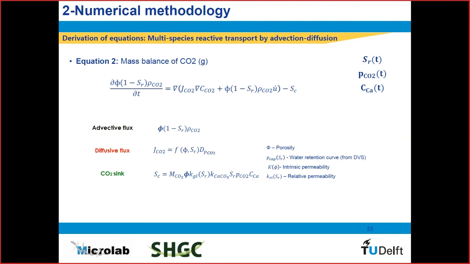But the diffusive flux is actually quite important, because this will determine the presence of the CO2 in your unsaturated medium, and this will depend as well on the porosity of the material and on the moisture content. And then we need to consider that because CO2 is participating in the reaction, there will be a sink term that tells us, hey, here we are consuming CO2, in this case carbonate ions, in the reaction in order to precipitate calcium carbonate.